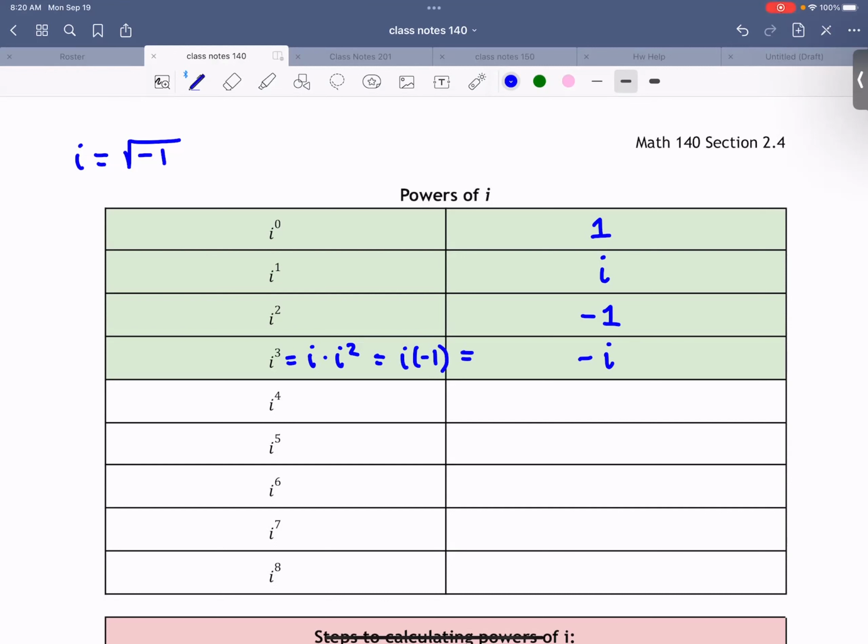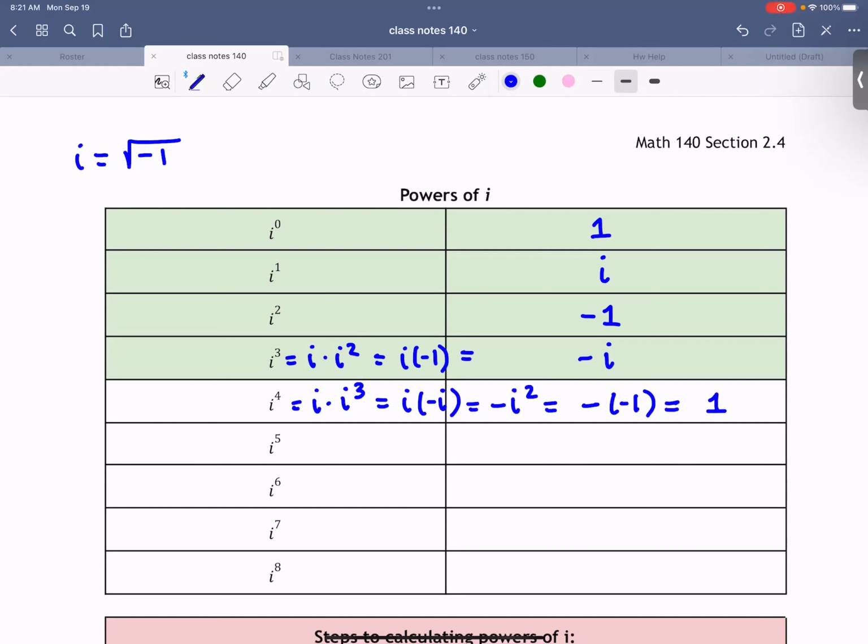Let's see what i to the 4th power is. Well, i to the fourth power, isn't that i times i cubed? So I'm just going to multiply i times negative i. So that's negative i squared, okay? And negative i squared is positive 1, right? So i to the fourth power is actually just positive 1.